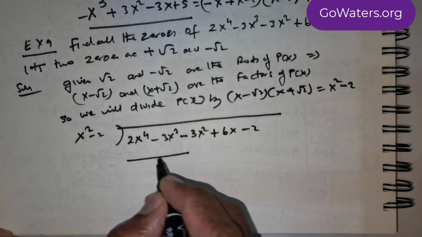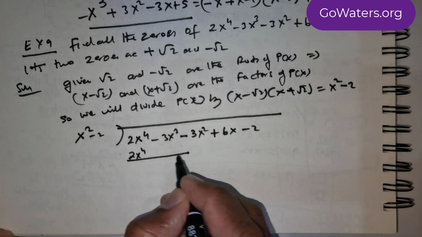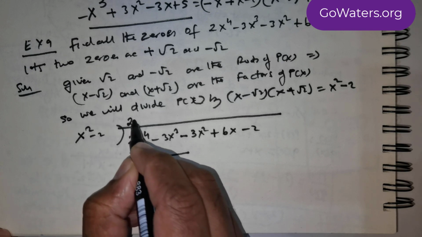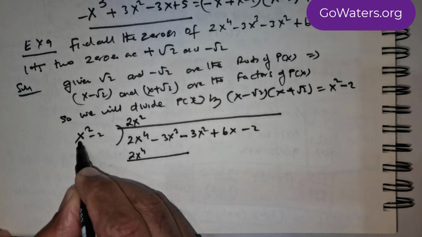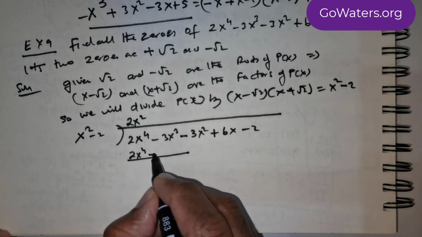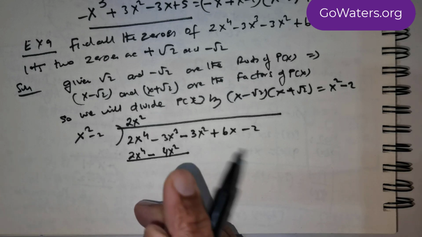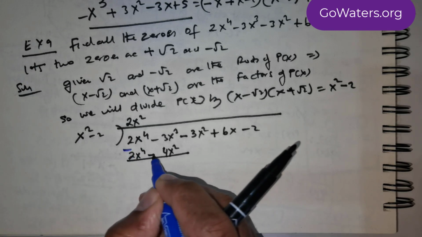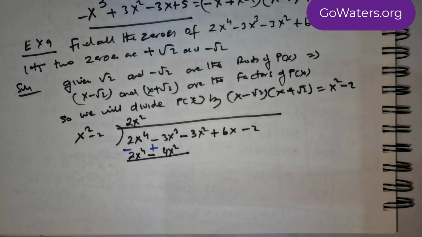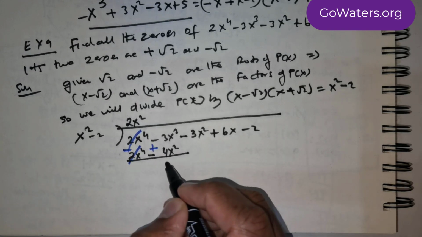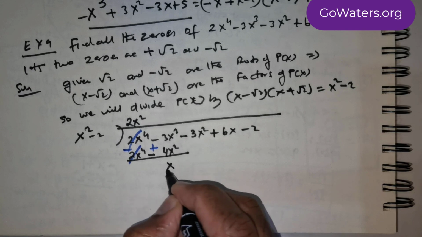Now draw a line and place this 2x to the power of 4. Now the question is, what should you place here so that you get 2x to the power of 4? Definitely it's going to be 2x squared. 2x squared times x squared will give you 2x to the power of 4. 2x squared times negative 2 will give you negative 4 times x squared. Now you change the sign. This is positive minus, this is minus plus. This can be cancelled, and this will give you negative 3x squared added up with positive 4x squared. That's going to be x squared.